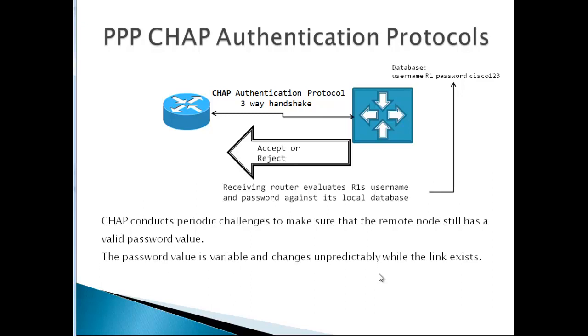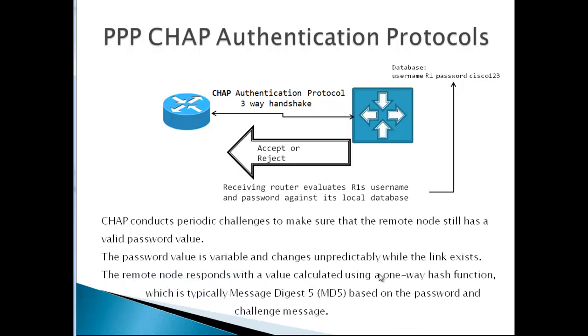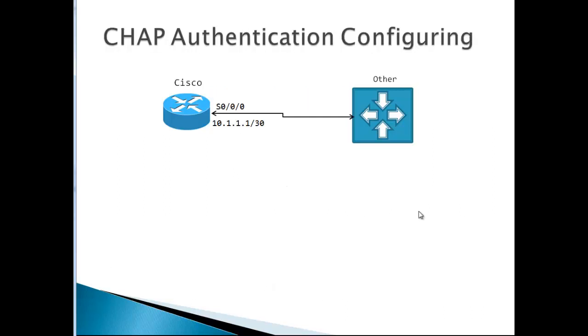The password value is variable and changes unpredictably while the link exists. The remote node responds with a value calculated using a one-way hashing system or function, which is typically Message Digest 5, MD5, based on the password and challenge message.